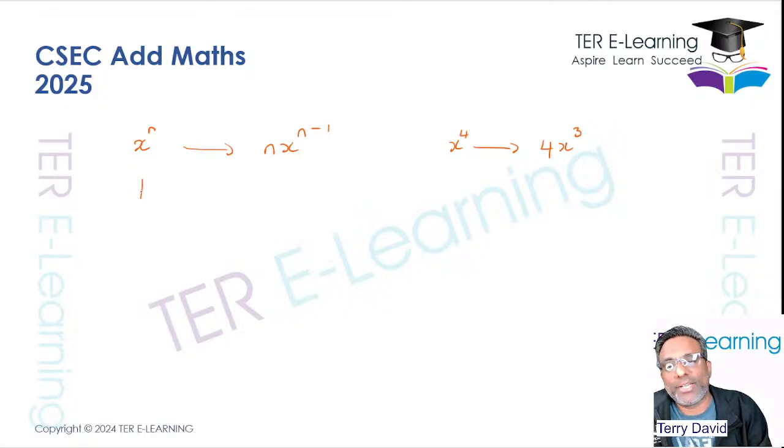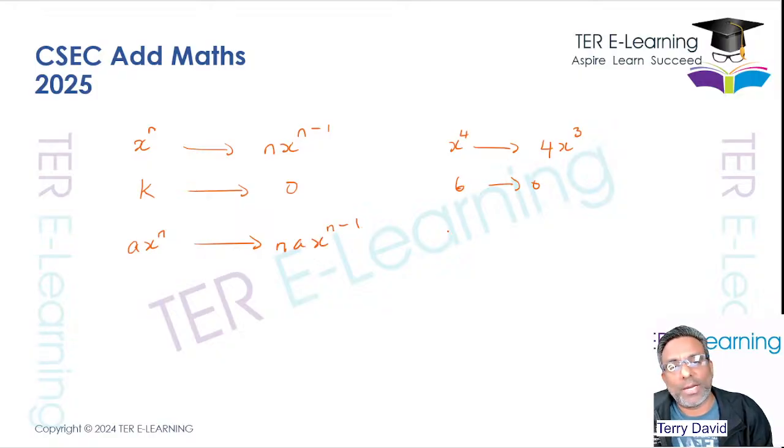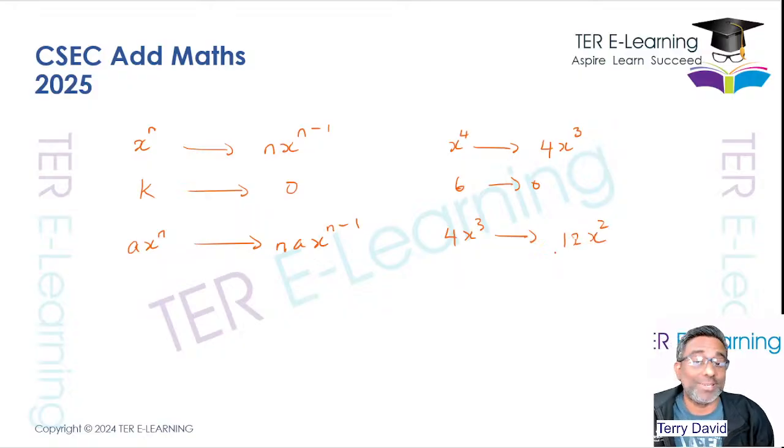If you differentiate a constant, you're going to get 0. So if you differentiate something like 6, you get 0. If we have ax to the power n and you want to differentiate this, you get n a x to the n minus 1. So for example, if you had 4x cubed and you differentiate this, you get 12x squared. This is basic differentiation that we all should be familiar with.